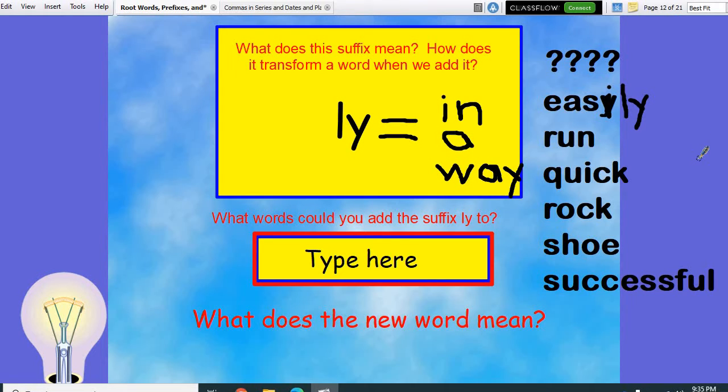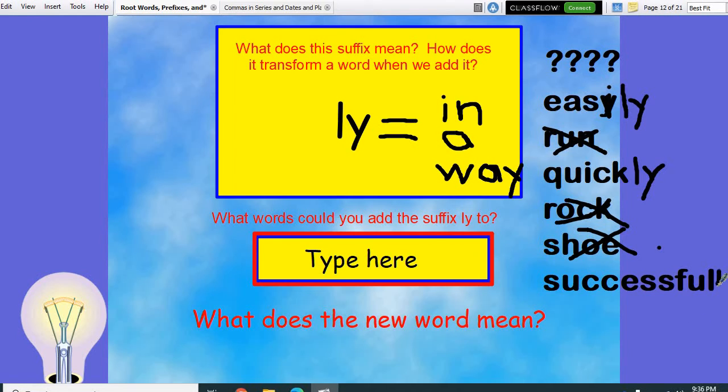So easily. What about run? Can we put LY on run? No, that would be runly. That's not a word, so we can't put it on run. What about quick? Yes, good. Quickly is a word, so we can put it on quick and make quickly. What about rock? No, rockly is not a word. What about shoe? Shoely? No.